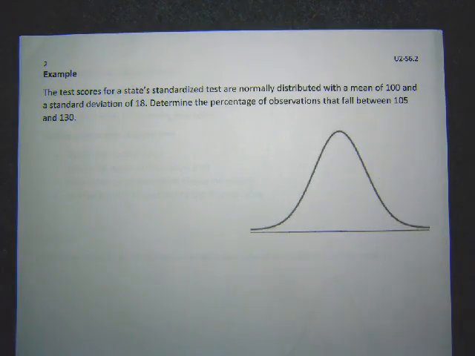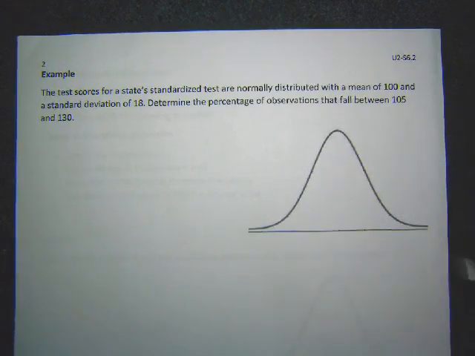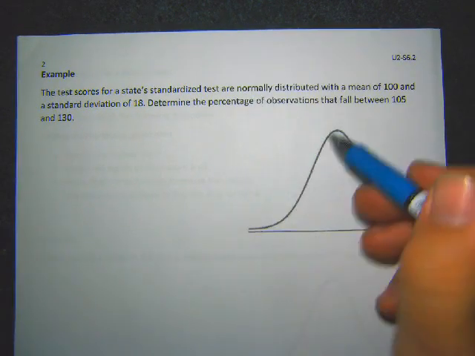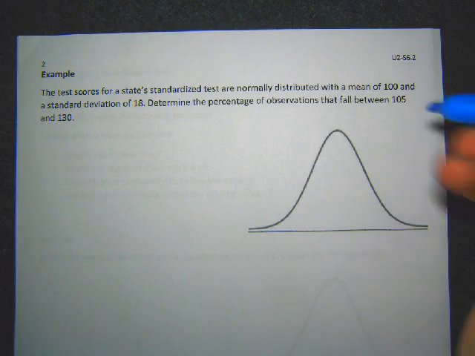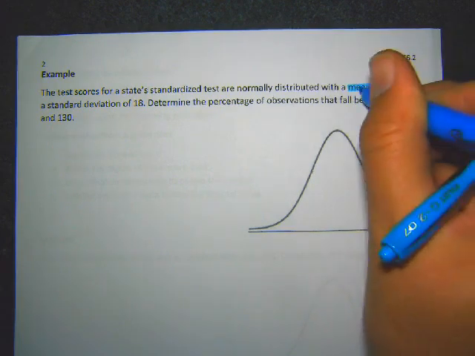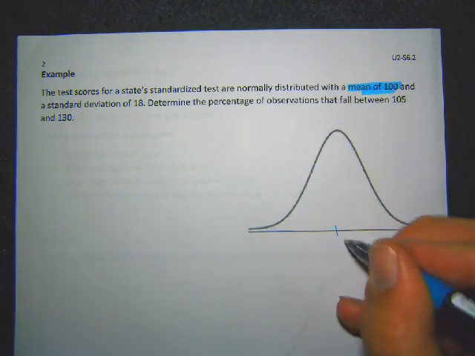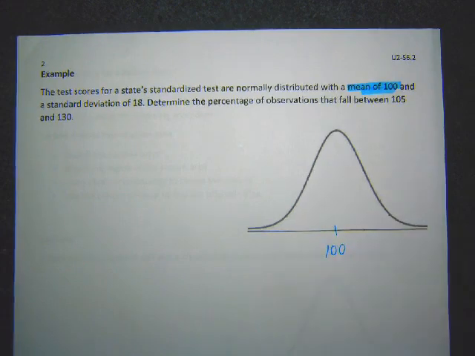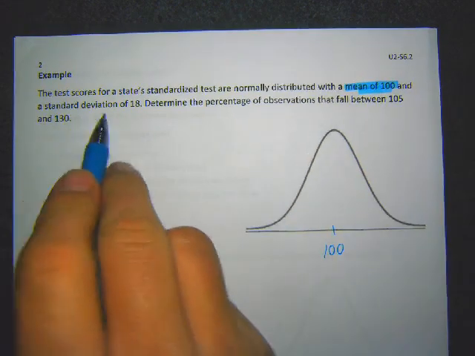So it looks like this. They won't always give you the picture, but that's the word, just telling you that's what it looks like. It has a mean of 100. Remember, the mean is just telling you what the middle value is. So in this chart, 100's in the middle. And then a standard deviation of 18.